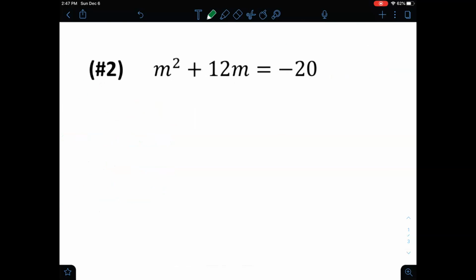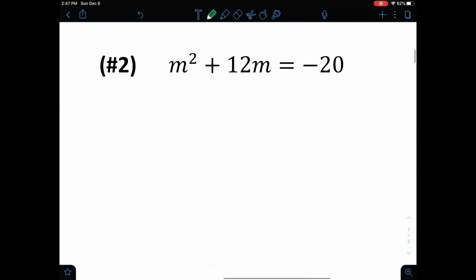Number 2 is a little bit tricky because it needs to be equal to 0. Is it equal to 0 right now or no? It is not. How do we make it equal to 0? Well, I can move this negative 20 to the other side here and make it equal to 0. So what are we going to do to move the negative 20 over there? To move stuff from the left to the right, we usually add or subtract. So what am I going to do? Well, I'm going to add 20 to both sides.